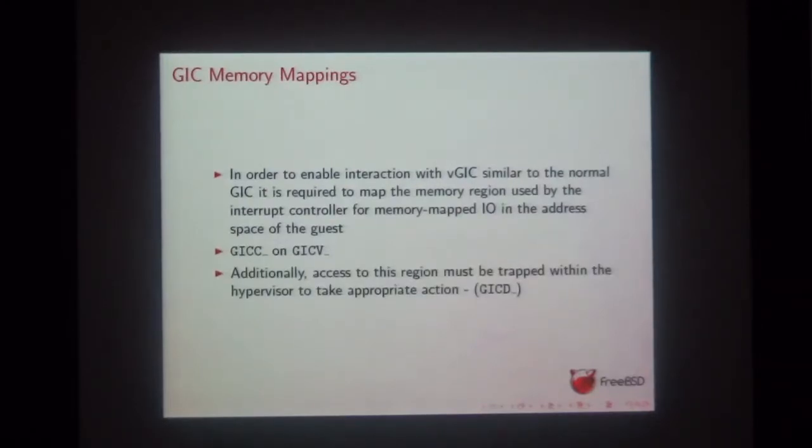Additionally, what will we do with the GIC distributor registers? Basically, we have to trap the access to these registers, because the guest will try to configure its generic interrupt controller distributor by accessing the registers. We'll trap them, and we must take the appropriate action in the hypervisor. This is called emulation. Let's see the steps in doing the distributor emulation.